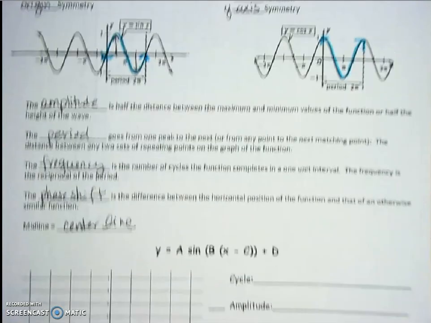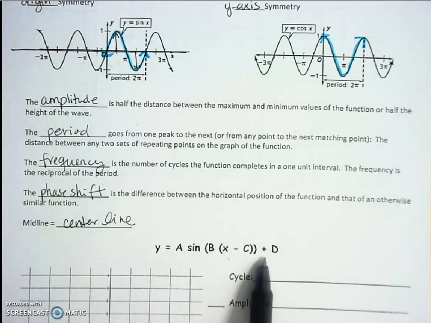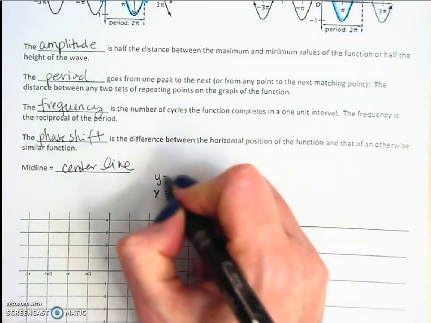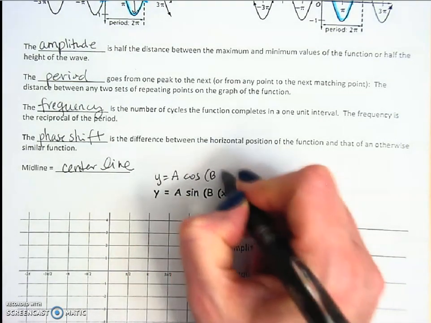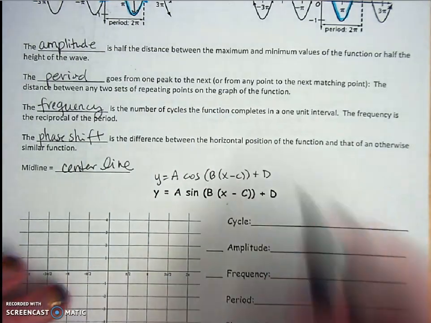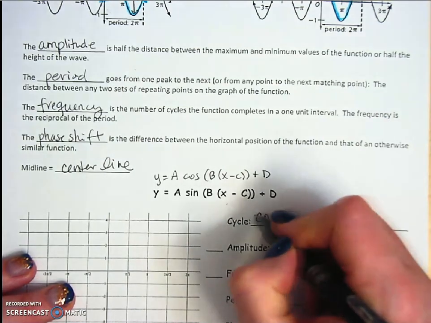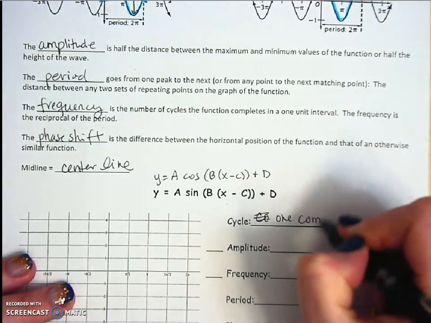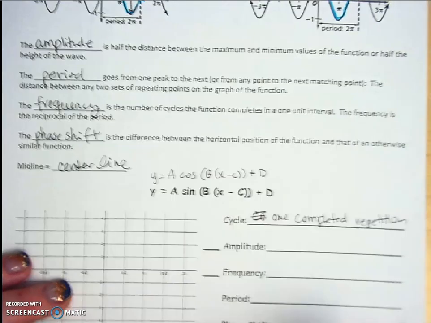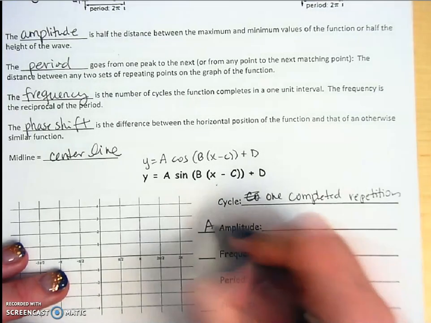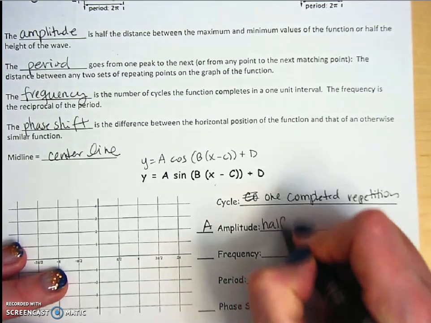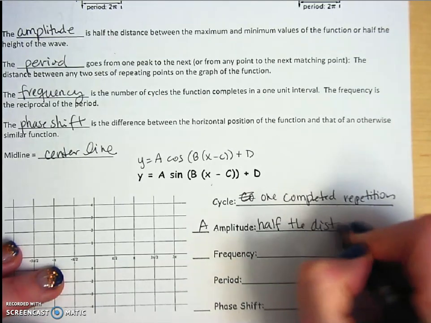All right, and real quickly, we are going to talk about the parameter changes on the parent function. You could also see this with cosine. And these work just like our A, B, H, and K did before. A cycle is one completed repetition. The A value stands for the amplitude. It's a coincidence that they start with the same letter. That is half the distance between max and min.